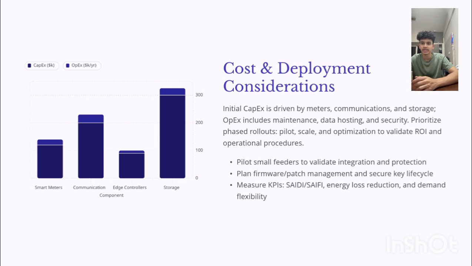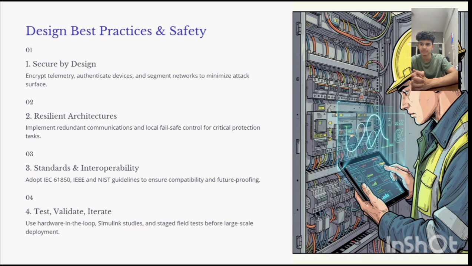KPIs and performance measurements such as safety, energy loss reduction, and demand flexibility help evaluate the effectiveness and reliability of smart grid systems. So how do we secure by design? Security should be built into the system from the beginning through encryption, device authentication, and network segmentation to minimize cyber risks, as there are many cyber risks in the real world right now.